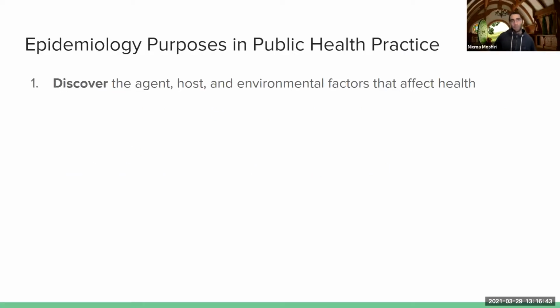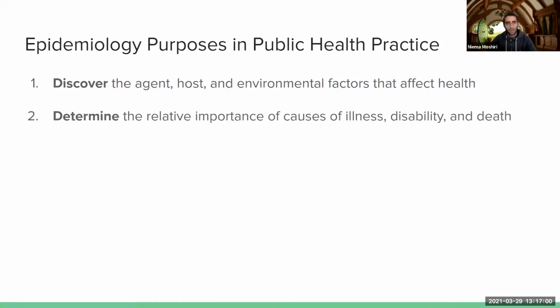So the first thing that epidemiologists try to do is discover the agent, host, and environmental factors that affect health. This is very similar to that first bullet from that previous slide. You want to discover what are the different participants, what are the different factors that are coming into play here. And then you want to determine the relative importance of the causes of illness, disability, and death. So for example, a given illness might have multiple different causes. Some of them can be biological, some of them can be socioeconomic. And you want to determine, out of all of these causes of some real world issue, what is the relative importance of each of these causes?